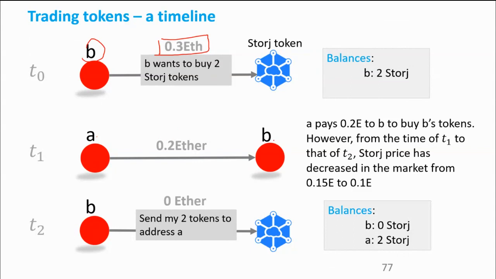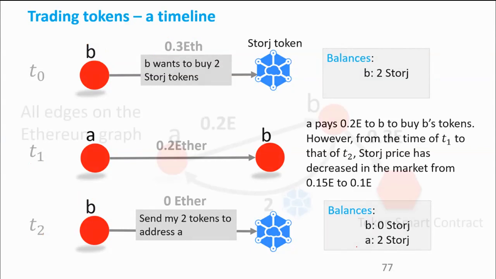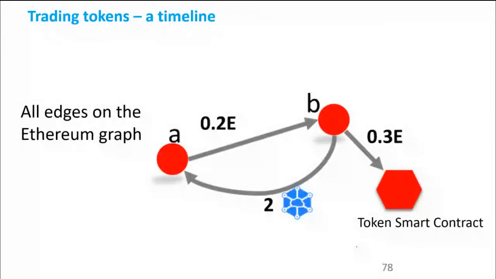Address B is sending money to A, and B is sending a signal to the smart contract that it should send the tokens of A to address B. These are the 3 transactions happening. Okay. At T0, T1, and T2. At the end of these transactions, B will have 2 tokens and A will have 0 tokens. And this creates very nice graphs.